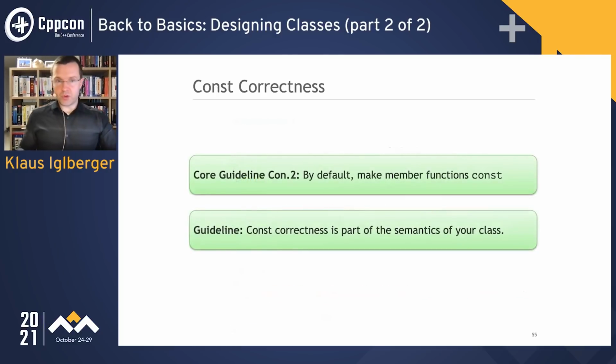So, Core Guideline Con.2: by default, make member functions const. That is an omission that I unfortunately see too often. So please, if you do write a class, make sure that member functions are const by default. And of course, there are some that are not, but every member function should be const by default. And again, it's one of these defaults that are wrong. In lambdas, we now finally do the right thing. But again, we have to remember that const is available and we have to put it explicitly.